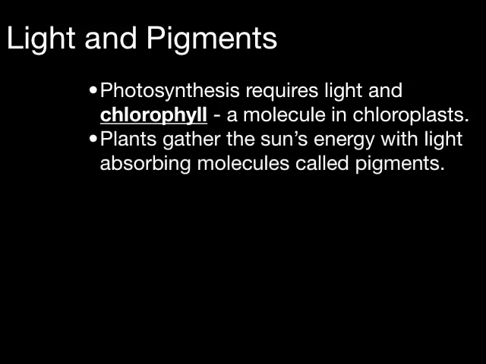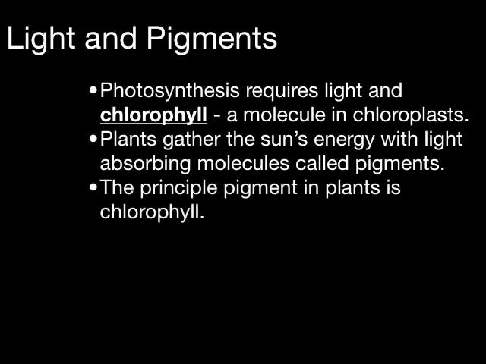Now, for millions of years, plants have been gathering the sun's energy with light-absorbing molecules called pigments. The principal, or most commonly found pigment in plants, is called chlorophyll. And there are actually two different types of chlorophylls. There's chlorophyll A and chlorophyll B. Now, regardless of which type you're talking about, you need to remember that these chlorophylls have one job and one job only, and that is to absorb light.